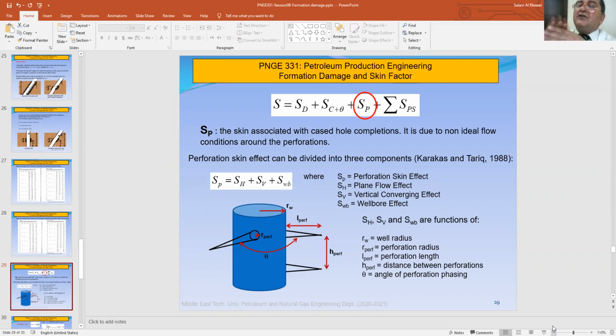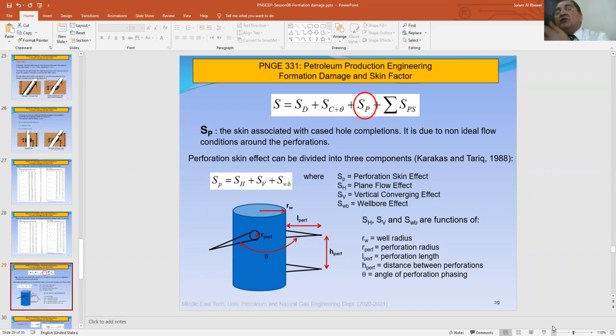there is a small area close to the perforation tunnel. This area should be crushed totally by the perforations when we create the perforations. And the permeability of this area could be almost zero. And there will be no flow at all. Okay, so this could be part of the damage caused by the perforation.